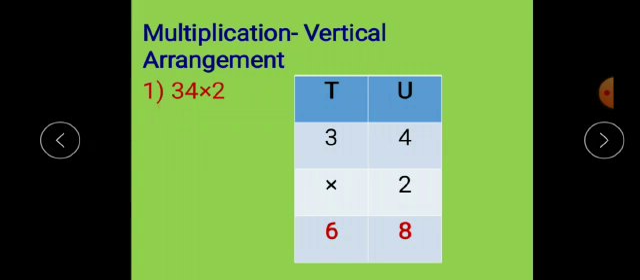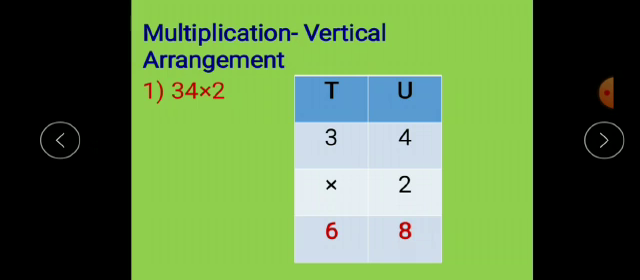Now it is a 2-digit number, so write this number at its proper place. 3, 4. 3 is at the tens place, 4 is at the units place. Then this is the sign of multiplication, multiplied by 2. Now what you have to do? You have to recite the table of 2, 4 times. 2 ones are 2, 2 twos are 4, 2 threes are 6, 2 fours are 8. Write down this 8 in this column.